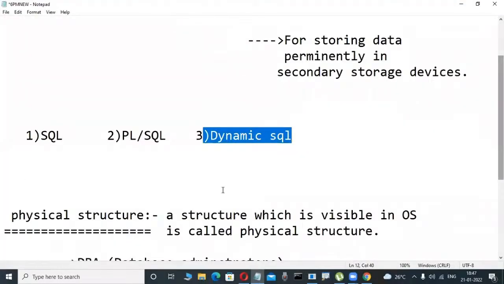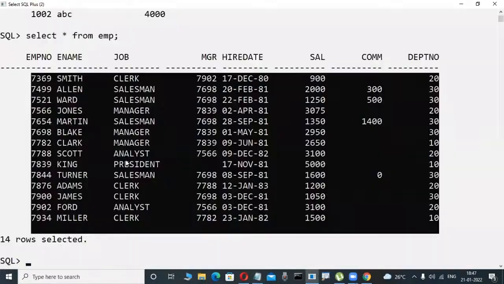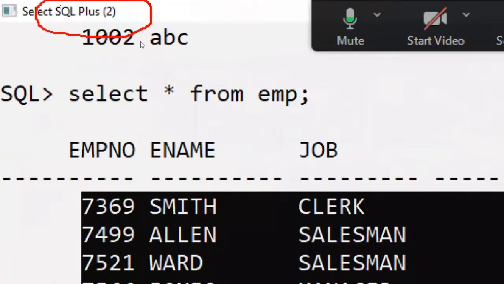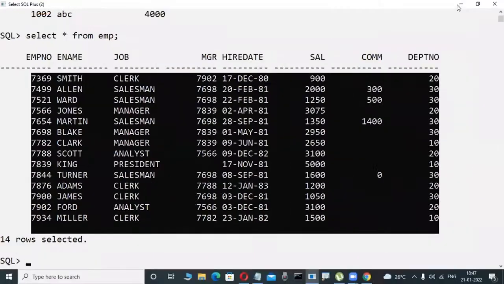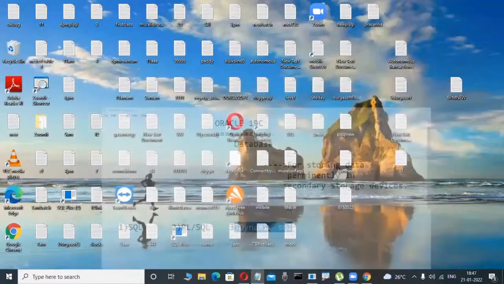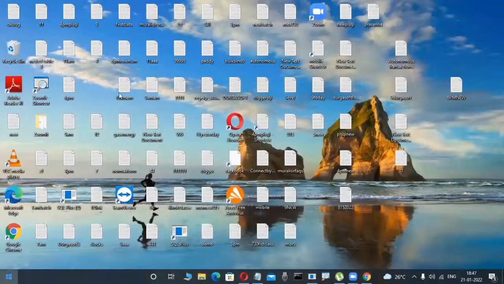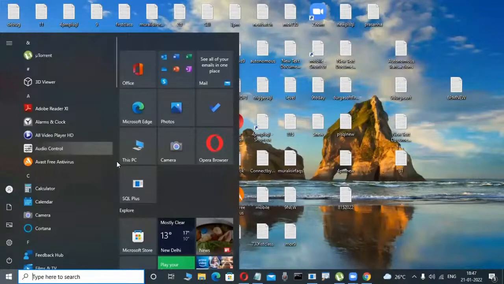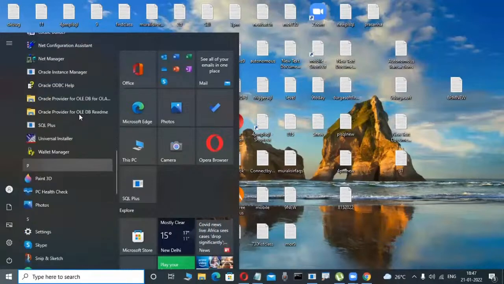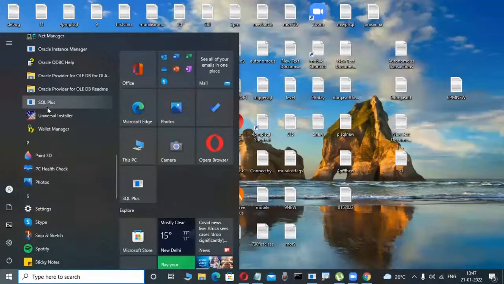But here is another thing in my system: SQL Plus. What is this? This is a tool, called a client tool. If you want to connect to the Oracle database, we use client tools. SQL Plus is the default tool. Whenever I install the Oracle software, the tool is automatically available. How to install, what these tools are, we will learn in our course. Don't worry.